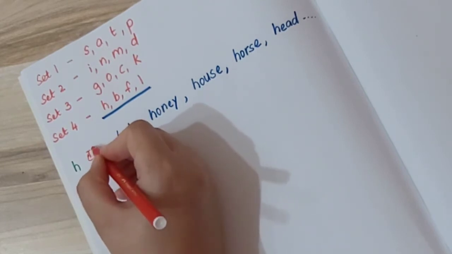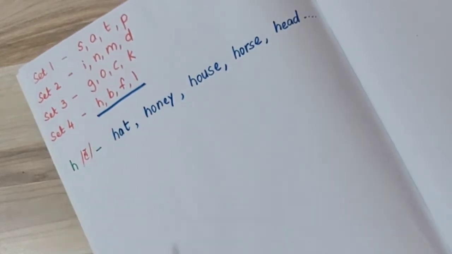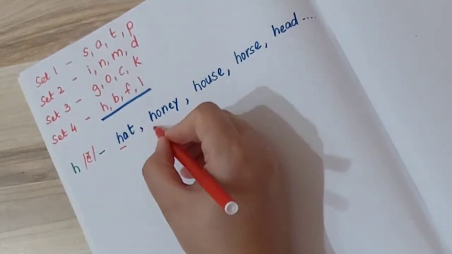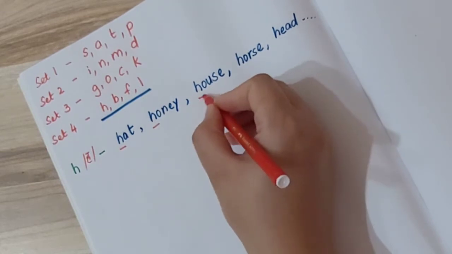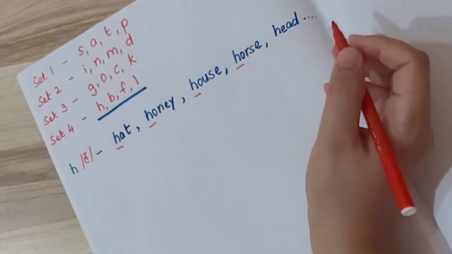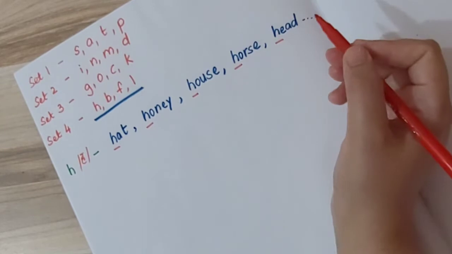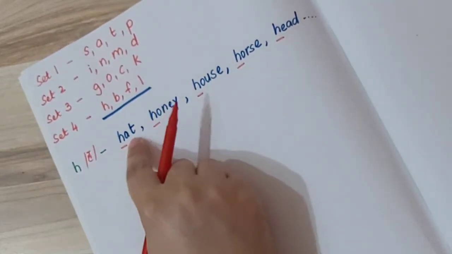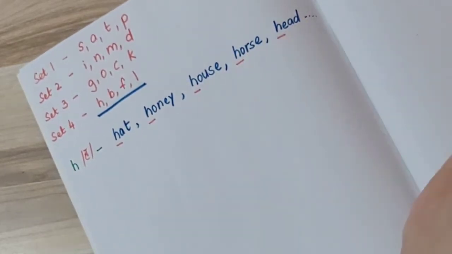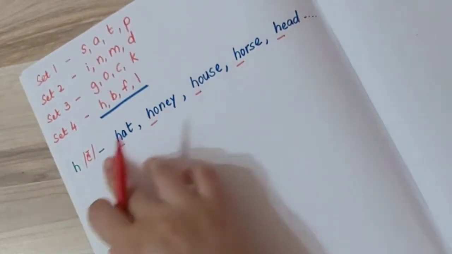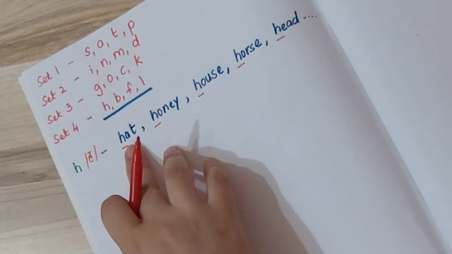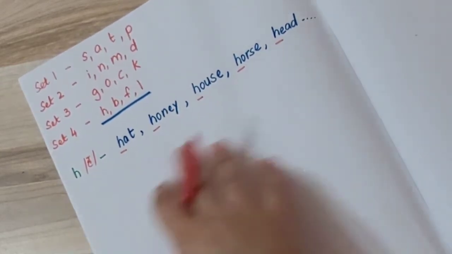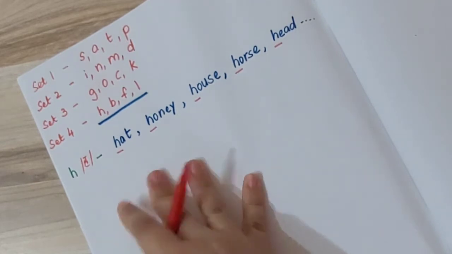Letter H gives us the sound H. So H, hat, H, honey, H, house, H, horse, H, head. We will not say the name of the letter, that is H, hat. No, we will say the sound of letter H, that is H. H, H, hat, H, H, honey, and so on. Okay. Now next, see the next letter.